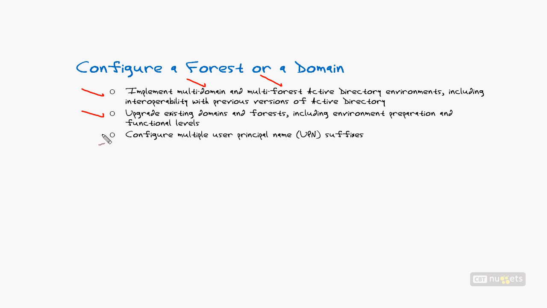And we concluded with a quick look at configuring multiple UPN suffixes. So if you are in an environment that wants to map your email address to your Active Directory domain, or if you want to map your Office 365 accounts to your Active Directory accounts, you can accomplish that by setting a different UPN suffix.